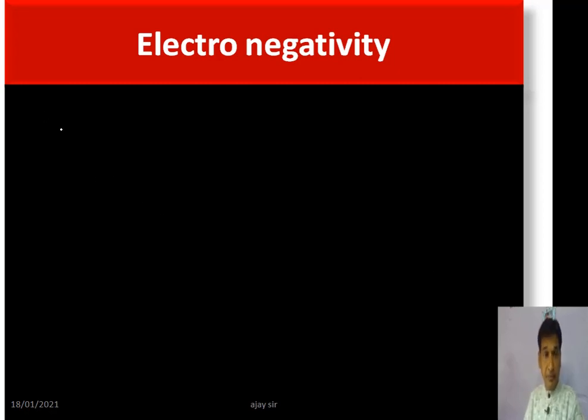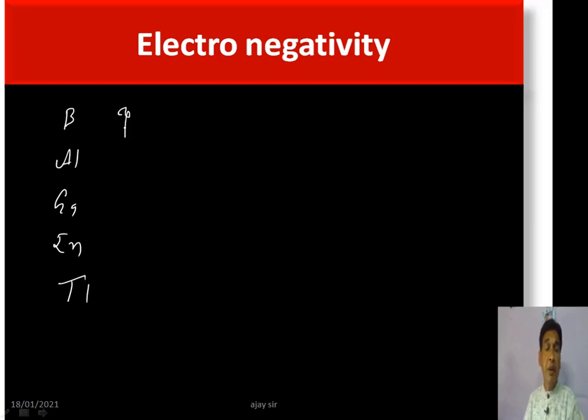Electronegativity. It is a very interesting topic. Electronegativity of boron, aluminium, gallium, indium and thallium. What is electronegativity? There are two properties. One is the electron gain enthalpy, which is a property of the isolated gaseous atom. Electronegativity measures attraction within a molecule. Boron is small in size, so the electronegativity of boron is more than that of aluminium.